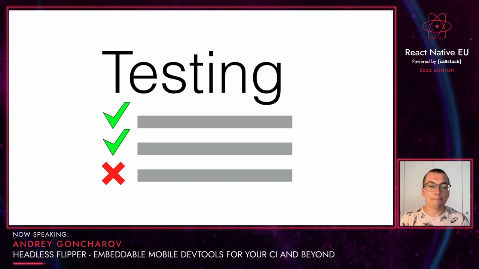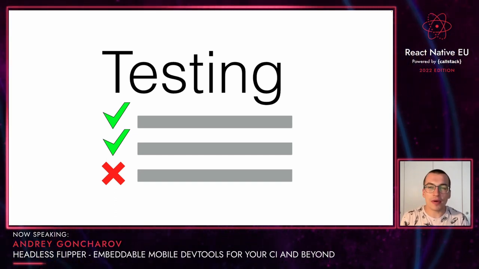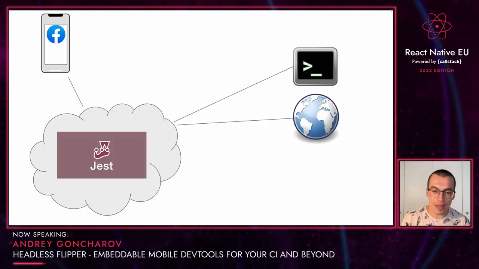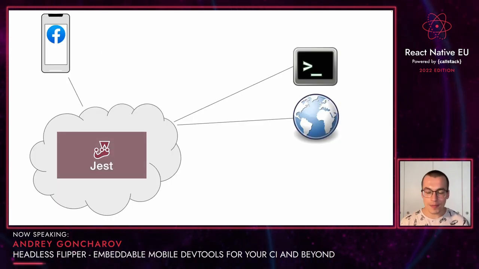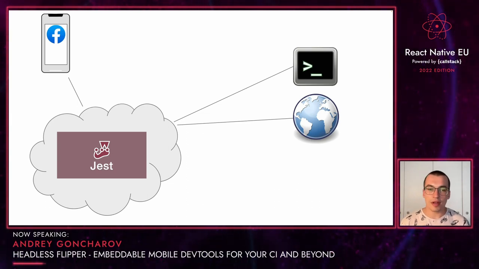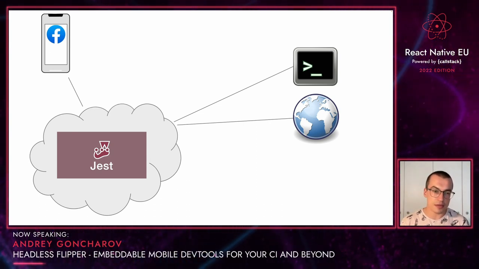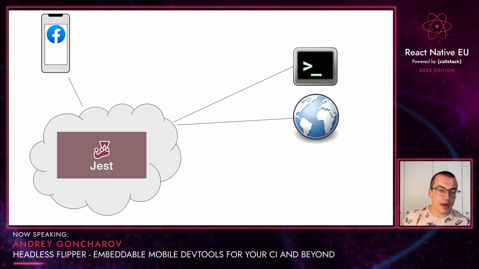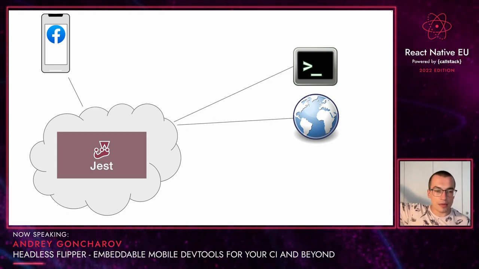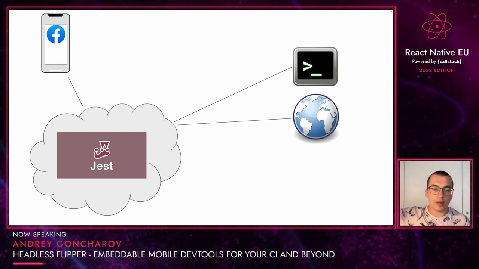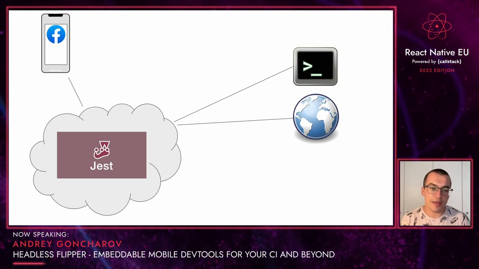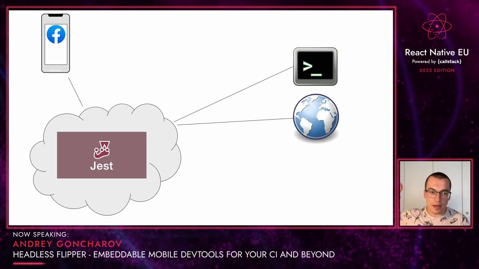We're exploring how we could integrate Flipper with our end-to-end tests. Say we have the following setup. We have a terminal from which a developer can start an end-to-end test suite. We have a web browser where this developer can see the result of the test suite execution. We have Jest running somewhere there in the cloud. Well, alternatively, it can run on the developer's laptop, but who cares? Let's imagine that now it runs in the cloud.